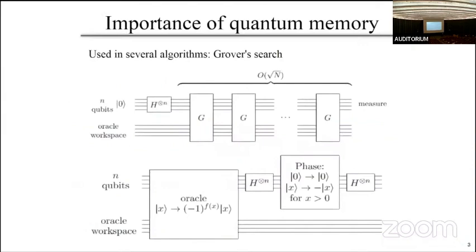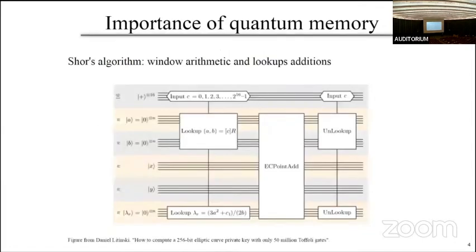For example, I guess everyone knows Grover search. You repeat your Grover oracle many times, and inside your Grover oracle you have to do this phase oracle. Normally, if you're searching an unstructured list of size n, you have to load your memory first, and then later you can do this phase oracle. You can also use it in Shor's algorithm, using windowed arithmetic for lookup addition. This lookup part relies on a QRAM.